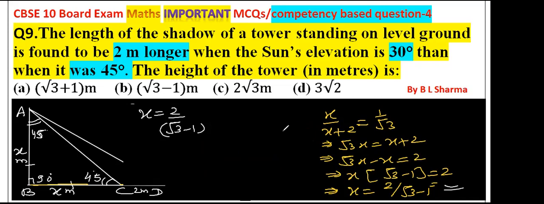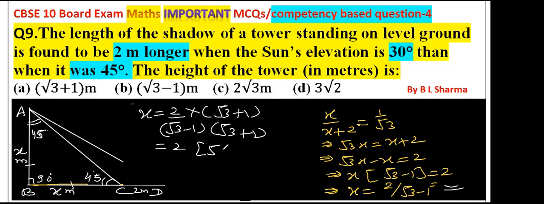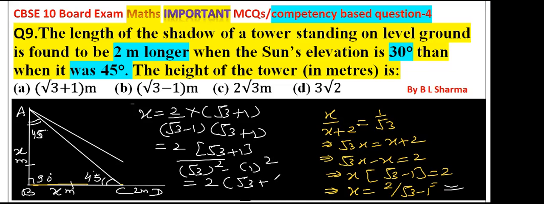Rationalize this: multiply and divide by root 3 plus 1, so that is 2 times (root 3 plus 1) over root 3 square minus 1 square. Root 3 square is 3, minus 1, that is 2. 2 and 2 cancel. So what is left? Root 3 plus 1.